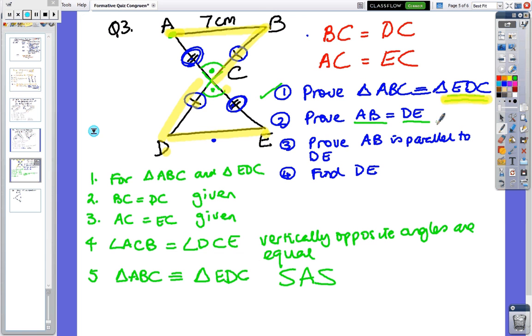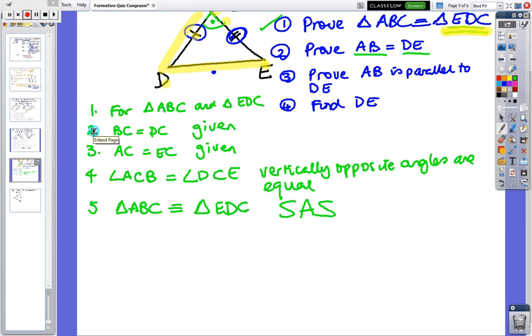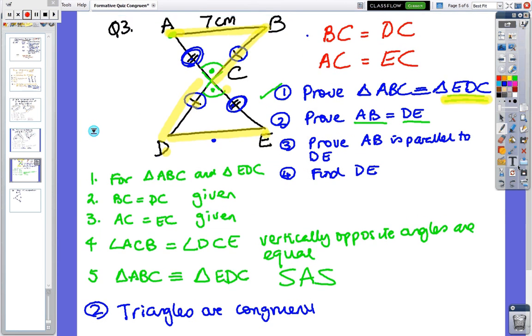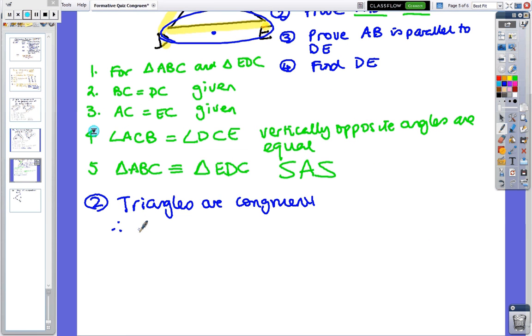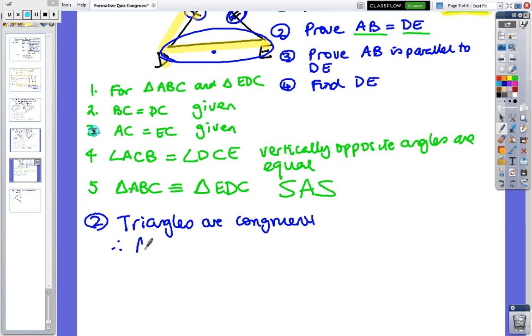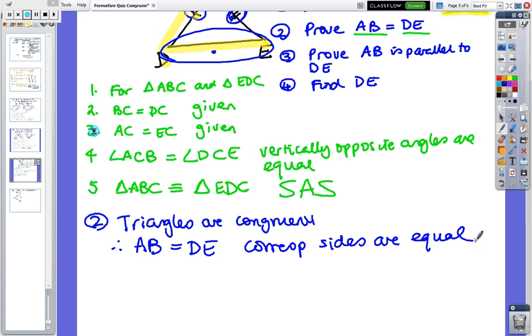Question 2, prove that AB equals DE. Well, once you've got congruent triangles, in the second question, the triangles are congruent. So what we're trying to prove is that this side here equals that side there, and that's the only other side that's left over because we've already got the other two sides. They're corresponding sides. So AB equals DE, and the reason is corresponding sides. It was the only other side left. Okay, so we've done 2.